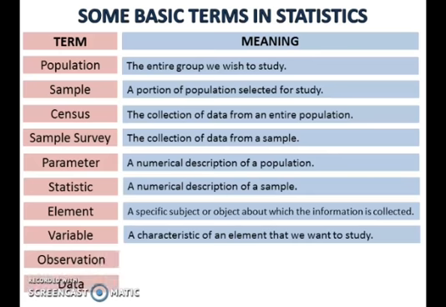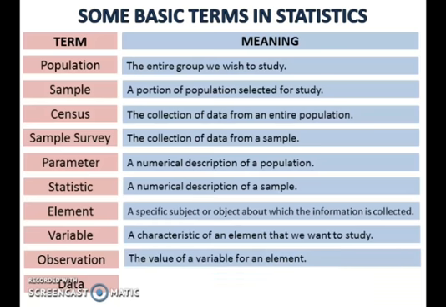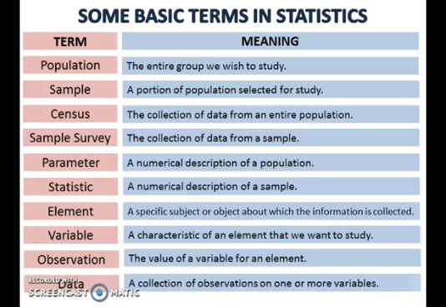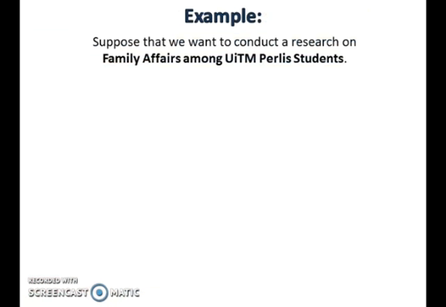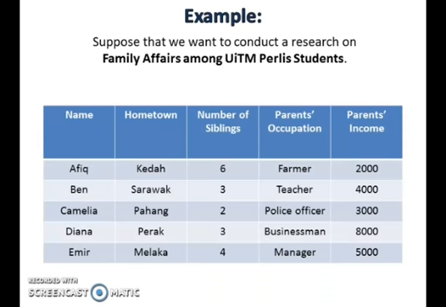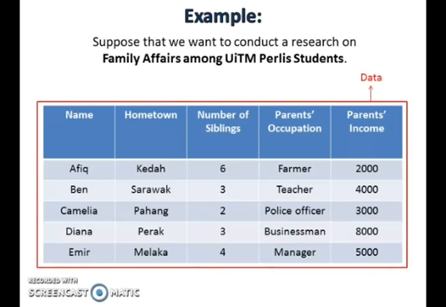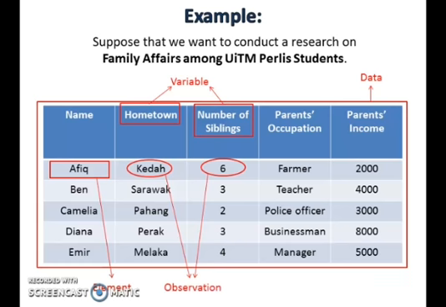The last two terms are observation and data. Observation is the value of a variable for an element, while data is a collection of observations on one or more variables. From the example of conducting a research on family affairs among UiTM Perlis students, suppose that we obtain this table. The whole table is called data. Each person that we ask questions from is called element. Each characteristic of the element is called variable. And each value or each answer that we get from our element is called observation.